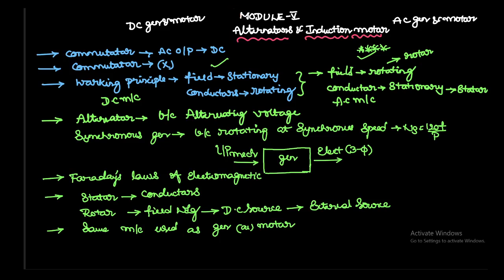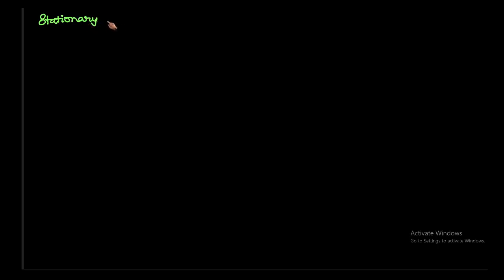Next we will see what we are doing here. We are placing the stationary armature. Let us see what the advantages are of keeping the stationary armature. Keeping a stationary armature means the conductors are stationary here.